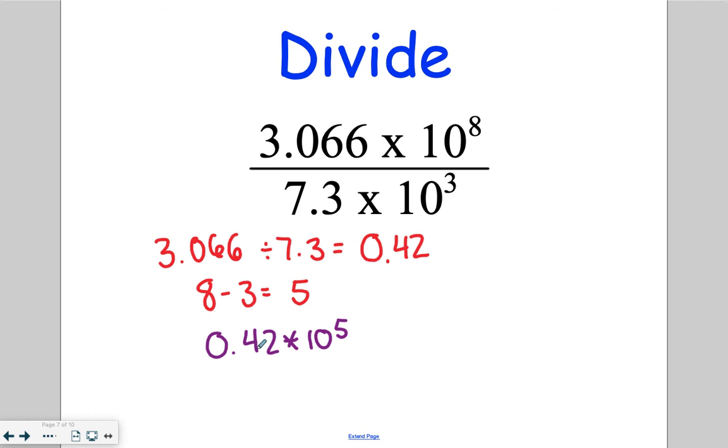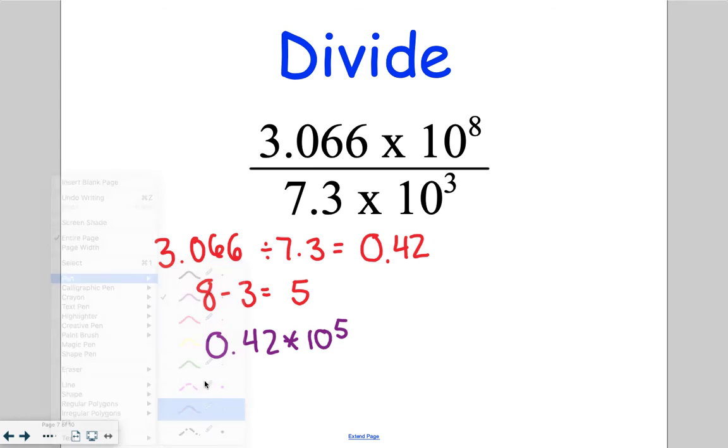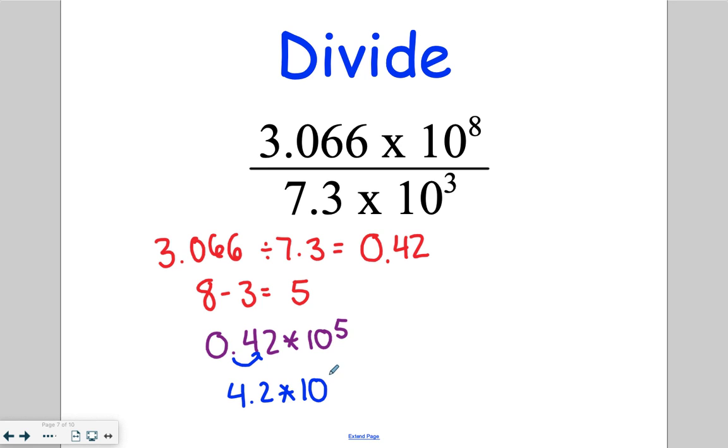Now again, if I look out front here, 0.42 is not between 1 and 10, so I need to fix that. Now in order to fix it, I need to move that decimal place right. So my answer is now 4.2 times 10 to the 4th power. So anytime you move the decimal right to fix the a value, you're going to drop the exponent by 1.